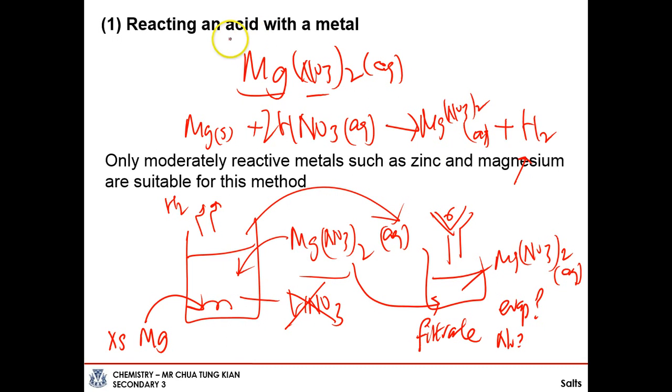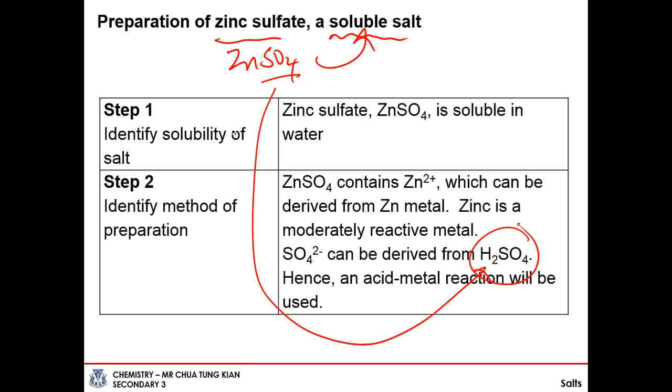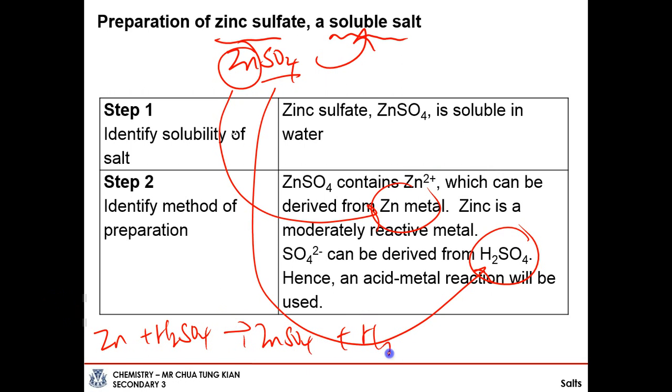We only use an acid-metal reaction for moderately reactive metals such as zinc and magnesium. Let's have a quick example. For example, we want to prepare zinc sulfate. This is soluble in water, so we cannot use precipitation. From here, we know that the SO4 component must come from sulfuric acid. For the zinc component, we can directly use zinc metal because this is moderately reactive. So we can write the simple equation: zinc plus H2SO4 gives zinc sulfate plus hydrogen gas. This is solid, this is aq, and this is gas.